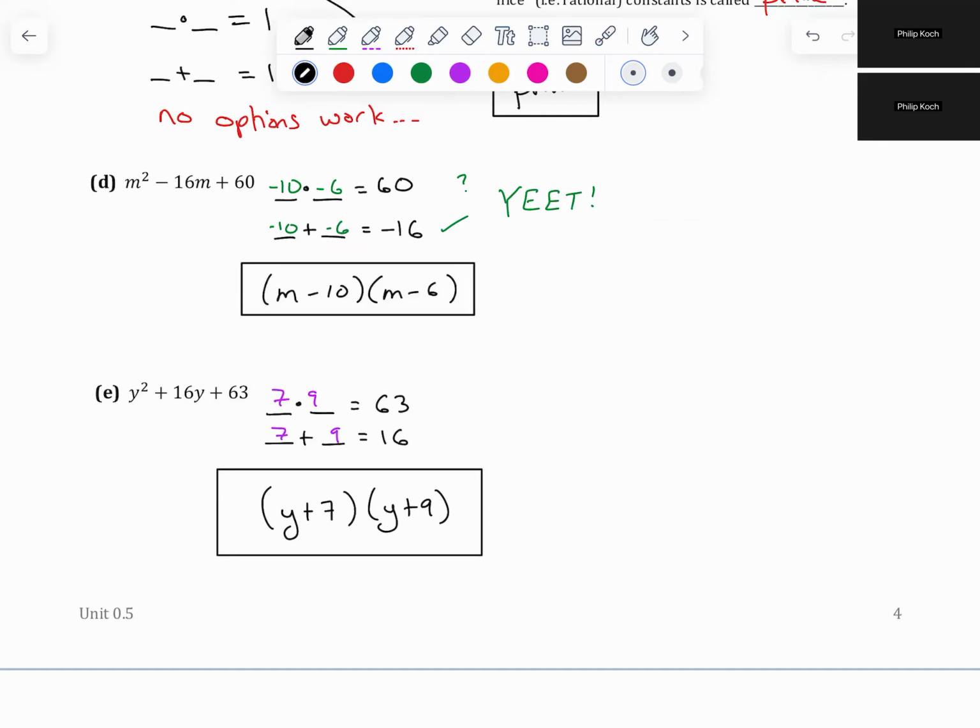Similarly, for part E, 7 and 9 seem to be the choices that work. And there should only ever be one. There will only ever be one. If you find two, there's a problem there. And the reason why is very, very cool. But that will require us talking about functions. But we'll get there. We'll get there.